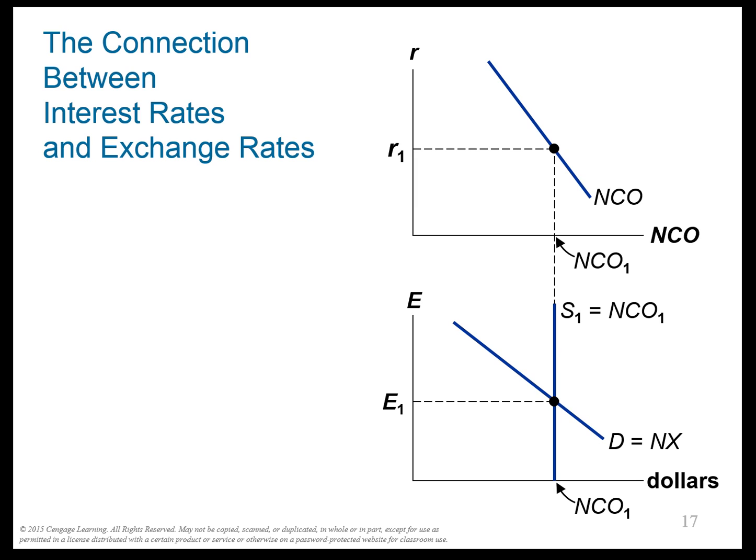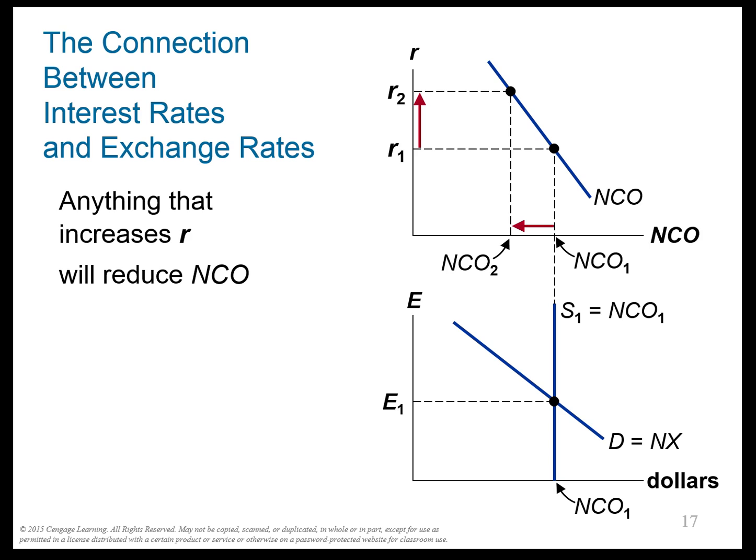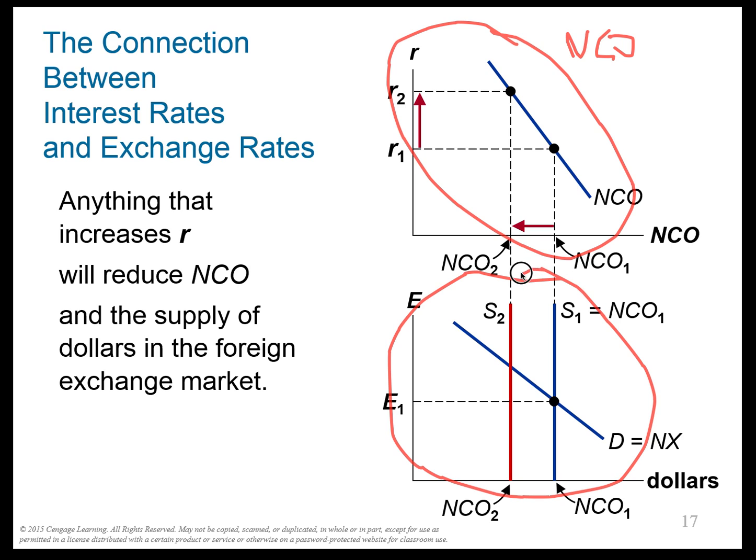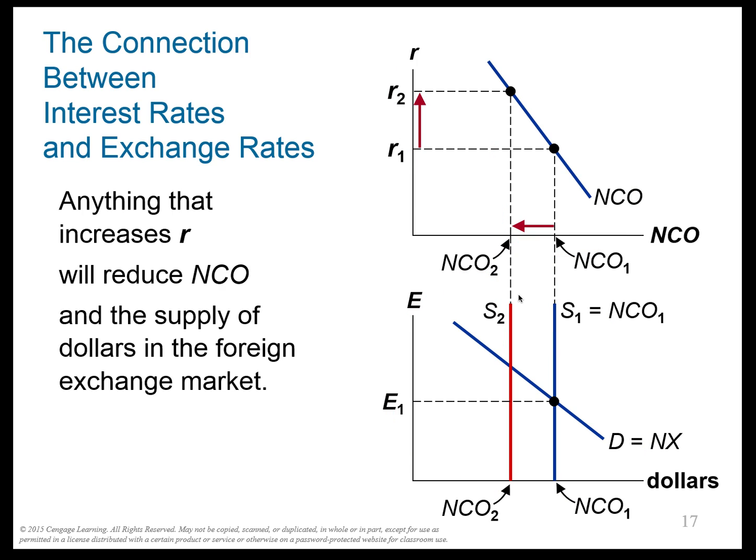So how do we connect the two models together? Well, anything that increases R will reduce NCO, which is going to reduce the supply curve in the market for foreign exchange, right? So this right here is the NCO portion of the first model, and this part down here is the foreign currency one that I taught you separately, but you see that they are actually connected because it's the same NCO. And you want to know what else is really cool?